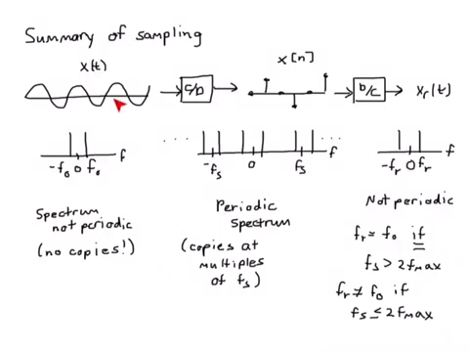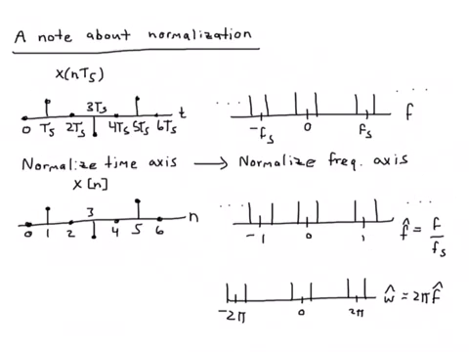We start with a continuous time signal, which has a spectrum that's not periodic. Our discrete time signal here has a spectrum that's periodic. And then we reconstruct a continuous time signal that is also not periodic, and it may or may not be equal to the original, but that depends on how fast we've sampled. So that's the overview of sampling. We have one other minor issue to discuss before we finish up here. So let's make a note about some normalization.